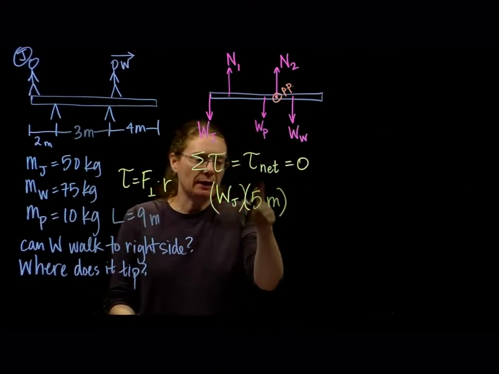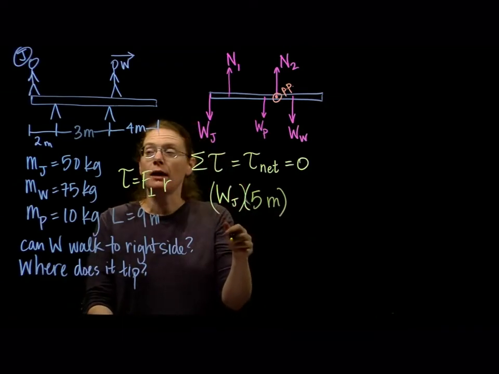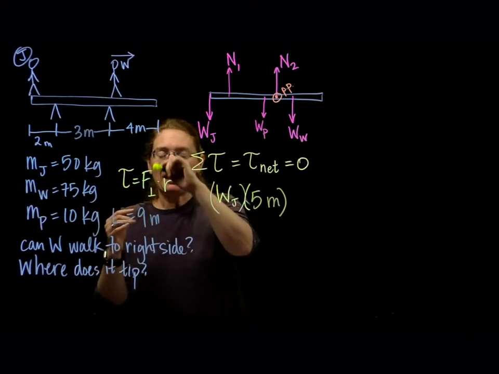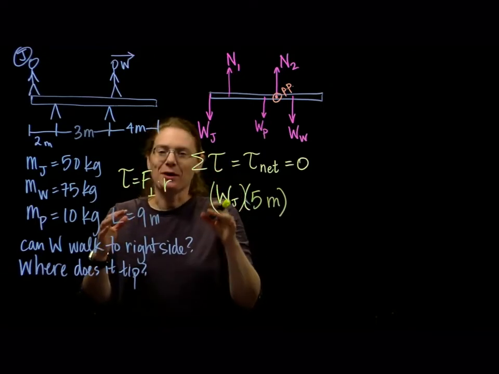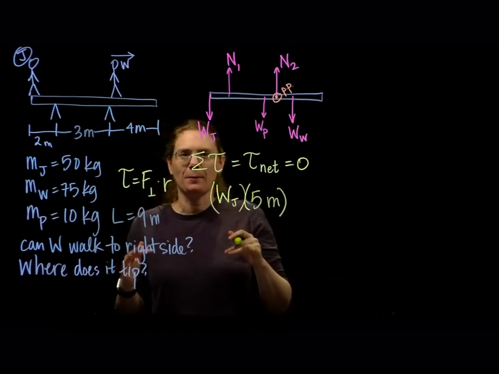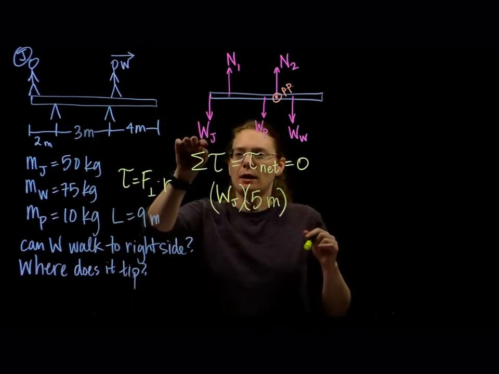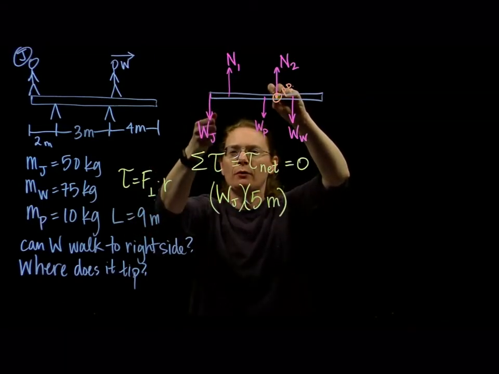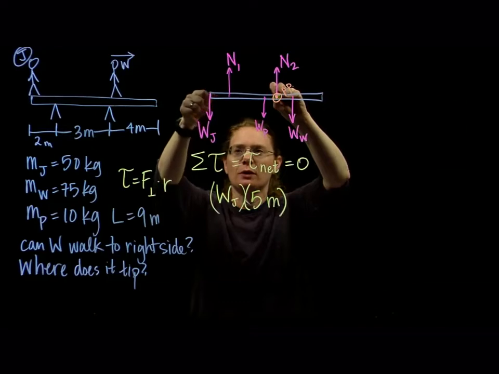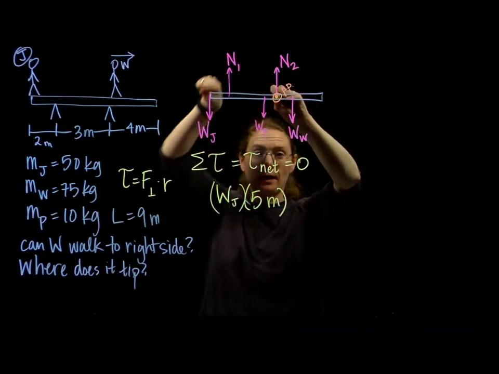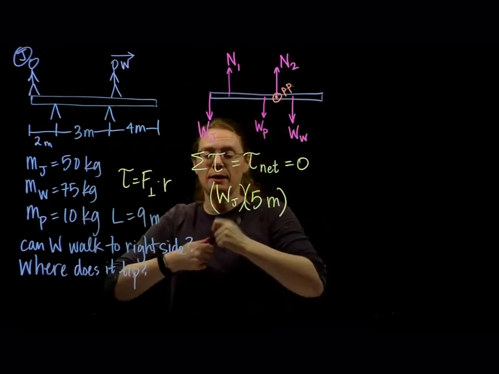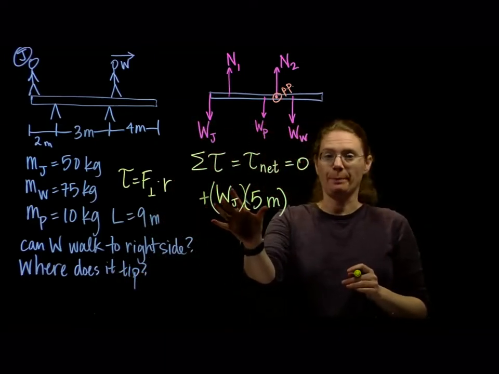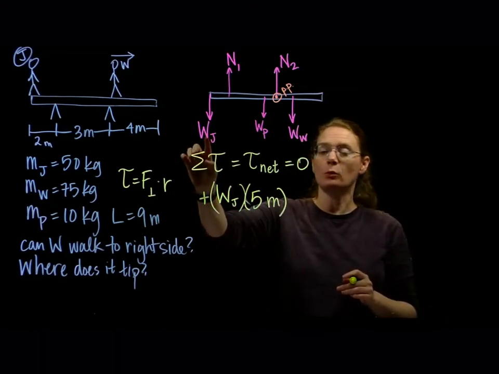Okay, so we've got the weight of Jeeves acting at 5 meters. Is that a positive or a negative torque? And remember, this is often opposite of what you want it to be. Clockwise is a negative torque. Counterclockwise is a positive torque. So does this cause counterclockwise or clockwise rotation? If I hold the plank steady here, this is my pivot, and I pull down on the plank, which way is it going to rotate? Well, it's going to rotate this way. That is anti-clockwise, so that is a positive torque. So that's our first torque term. This is the torque from the weight of Jeeves.